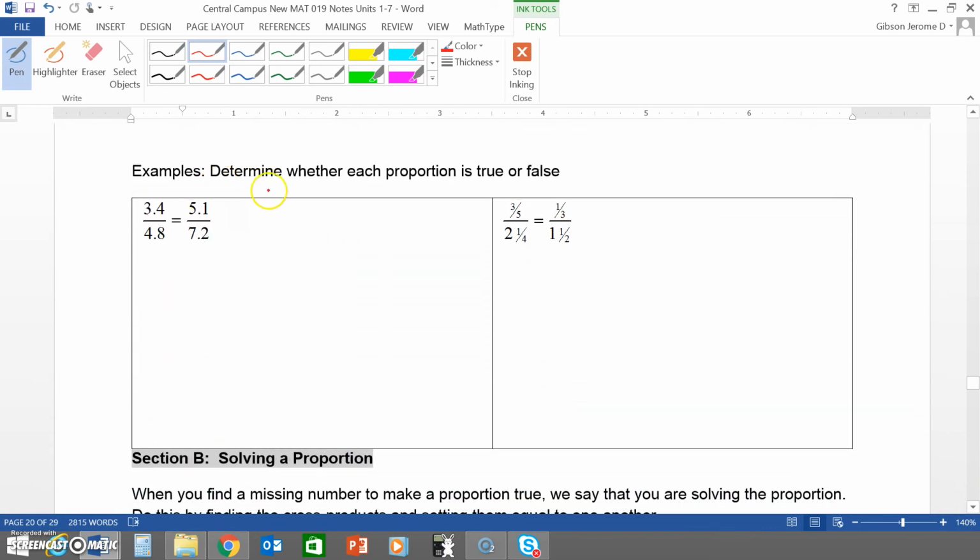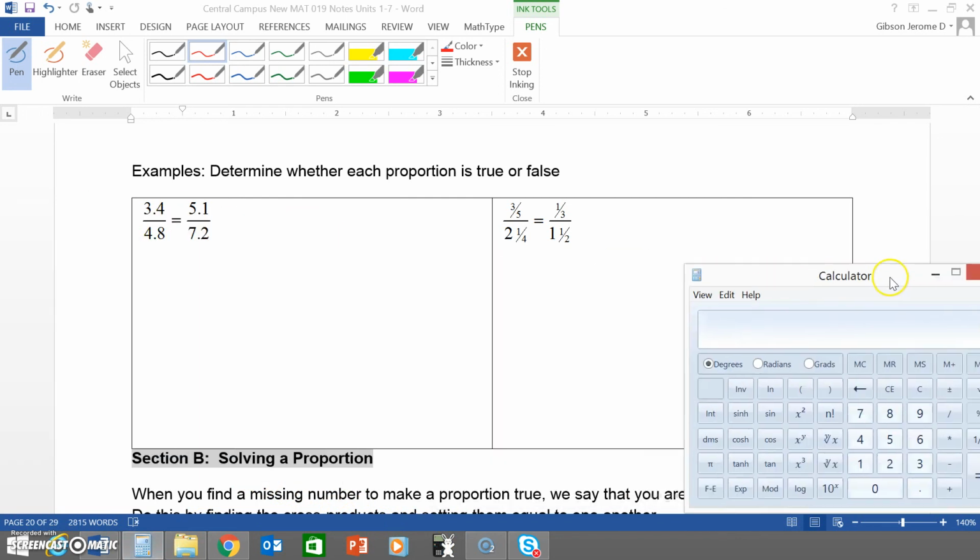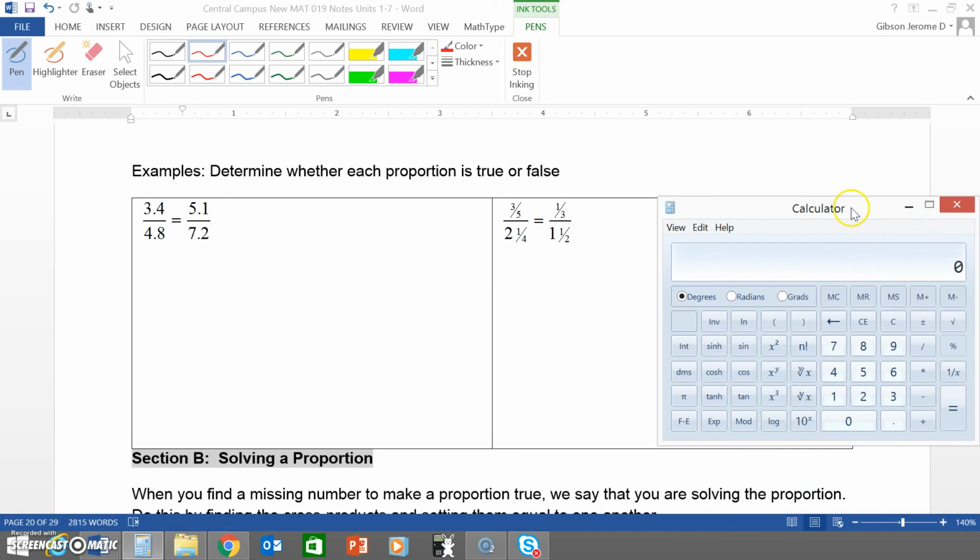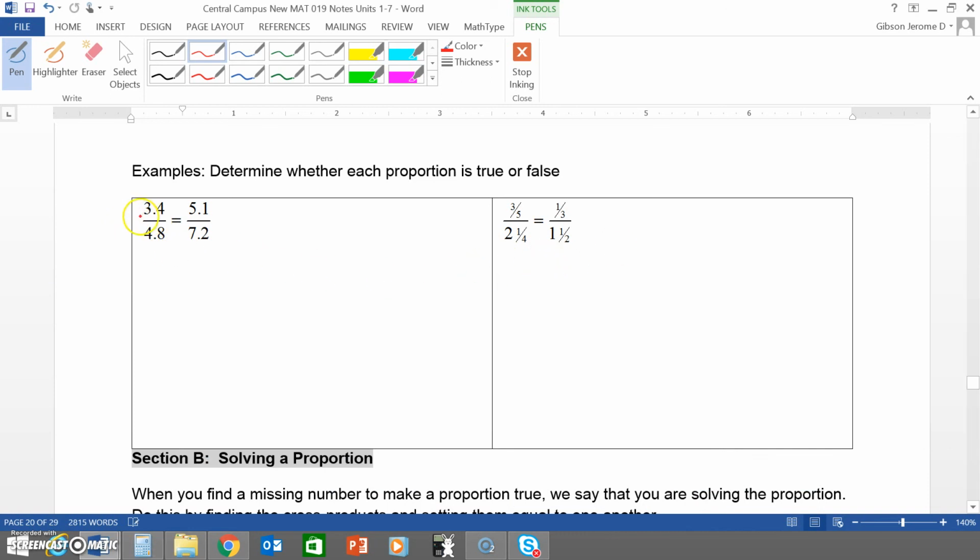Now we come here to these examples. I am going to use a calculator to do some of these questions so they go by a little quicker. Okay, so now we do the cross multiplication. We add 3.4 times 7.2 is equal to 4.8 times 5.1. Because remember, we'll take the top of the first times the bottom of the second, and then we'll take the bottom of the first times the top of the second.